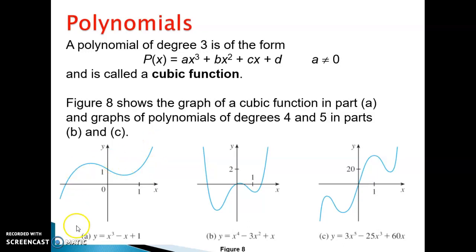Figure 8 shows a cubic function in part A, and then a polynomial of degree 4 and a polynomial of degree 5 in B and C. This is called a cubic, this is called a quartic, this is called a quintic. Remember, we did all of this in pre-calculus. Remember, the number of times that the polynomial turns is usually 1 less than the degree of the polynomial.